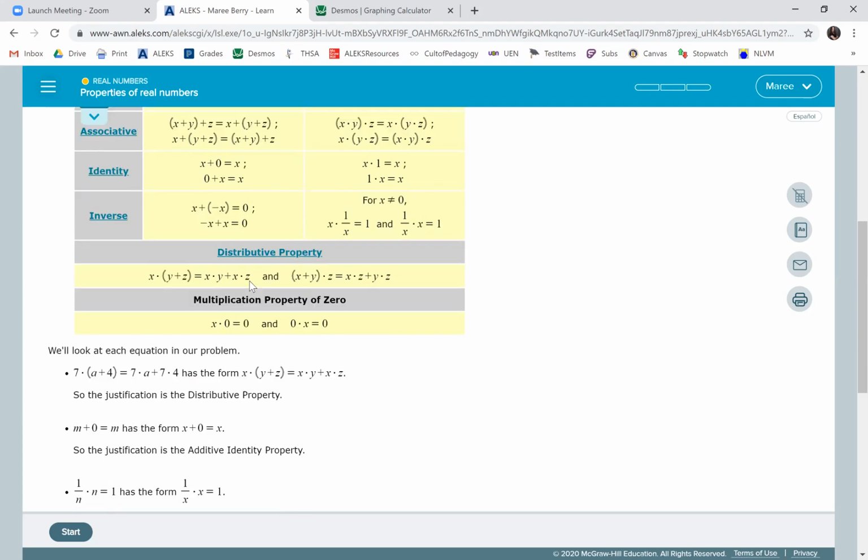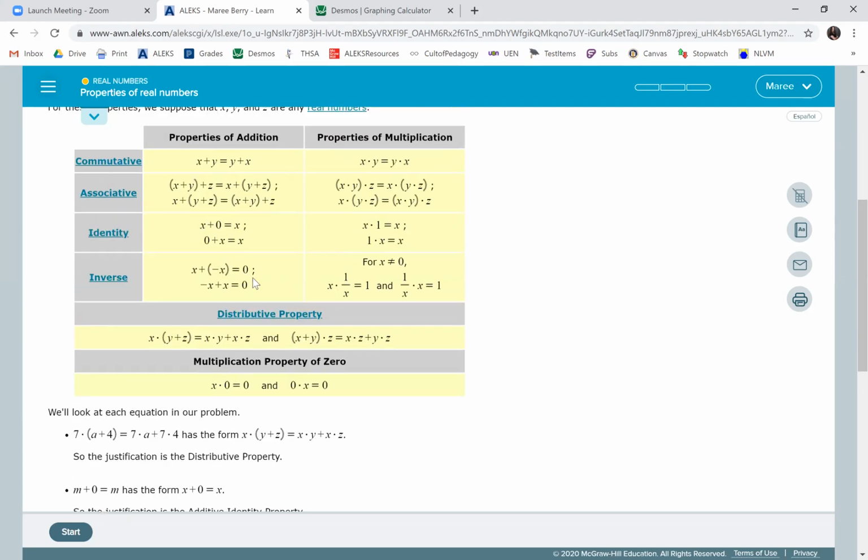The inverse property is just adding opposites and multiplying reciprocals. So when we add opposites, we get 0. So that's the inverse property, is if you do like 3 plus -3, you're going to get 0. For the inverse property of multiplication, when we multiply reciprocals together, we're going to get 1.